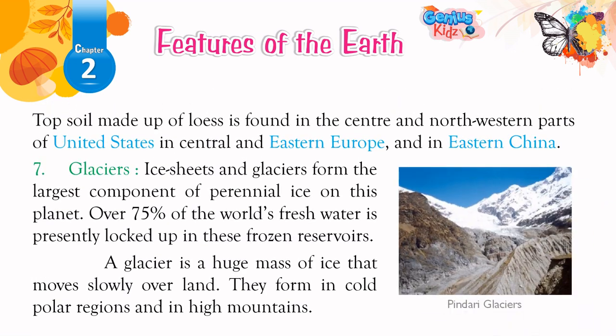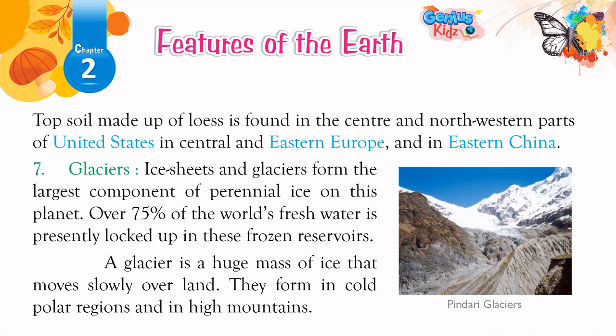Topsoil made up of loess is found in the center and northwestern parts of United States, in Central and Eastern Europe, and in Eastern China. 7. Glaciers. Ice sheets and glaciers form the largest component of perennial ice on this planet. Over 75% of the world's fresh water is presently locked up in these frozen reservoirs.